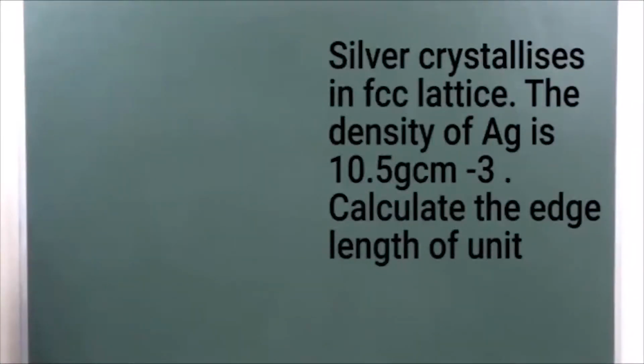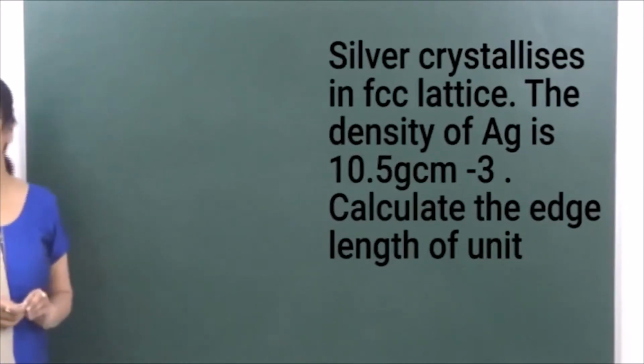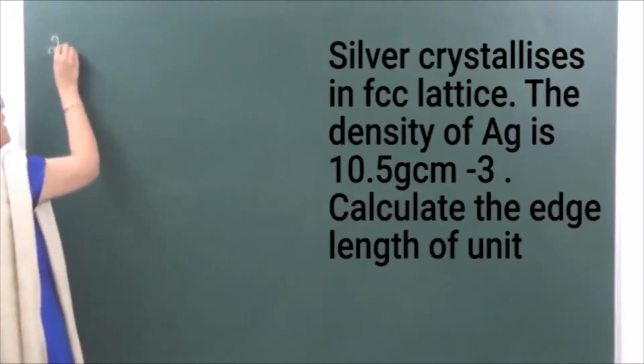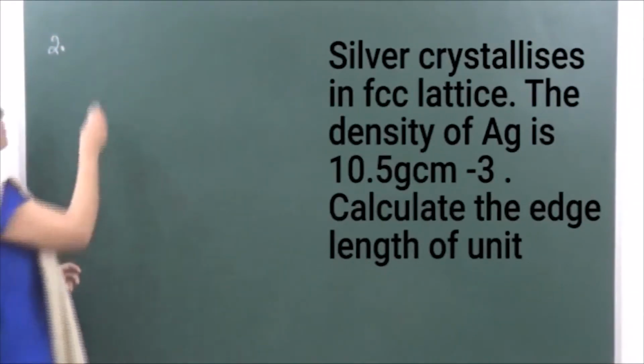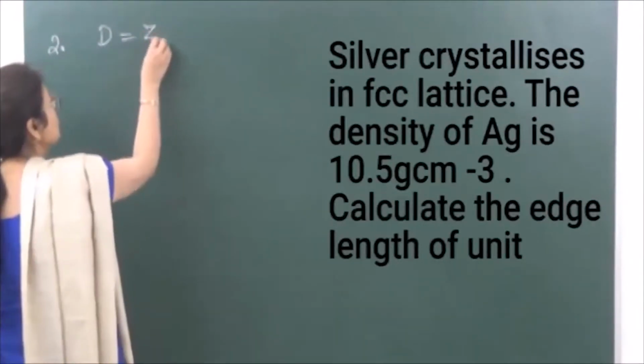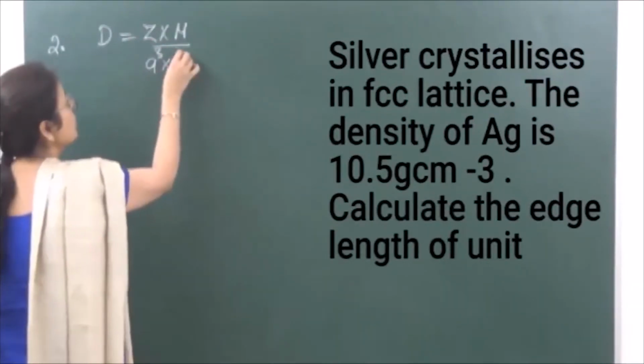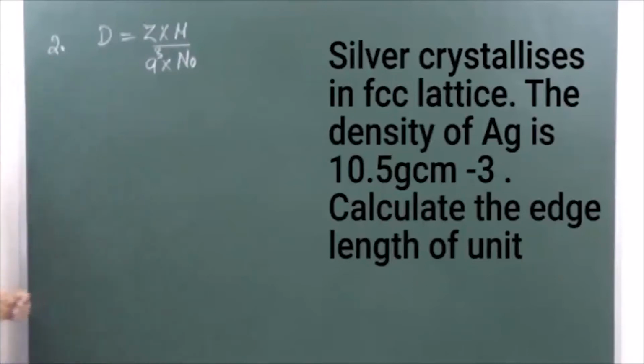Next question जो है, that is silver crystallizes in a face-centered cubic unit cell. The density of silver is 10.5 grams per centimeter cube. Calculate the edge length of the unit cell. So in this question, आपको edge length calculate करनी है. वही formula हम apply करेंगे. Density is equal to Z into M upon A cube into Avogadro's number. ठीक है?